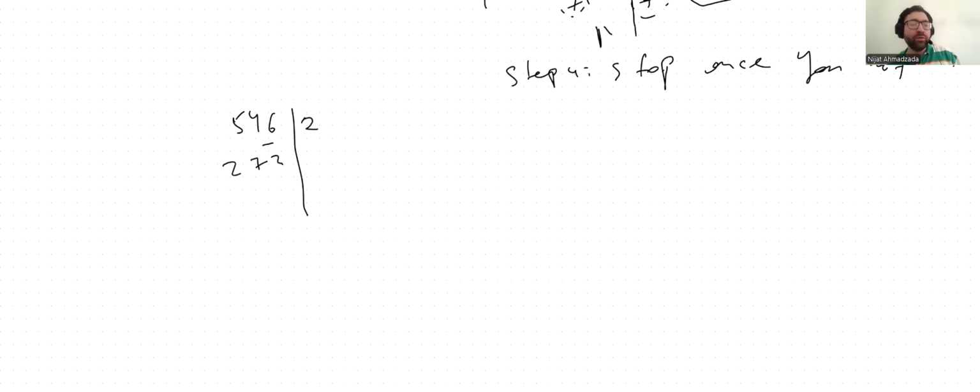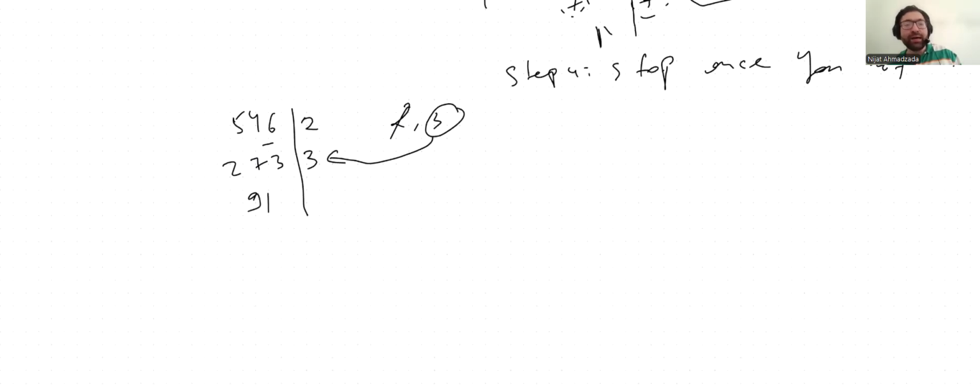So now again, 2. Does it work? No. 3. Does it work? Yes, 3 works and we get 91. So we see that 3 does work. So 2 didn't work with 273, but 3 did. So we wrote the 3 over here, and the answer will be 91.